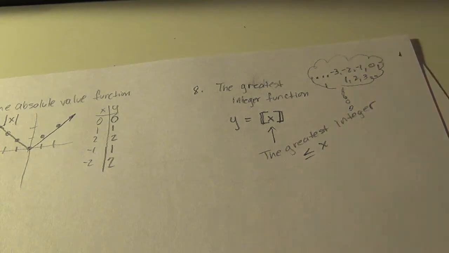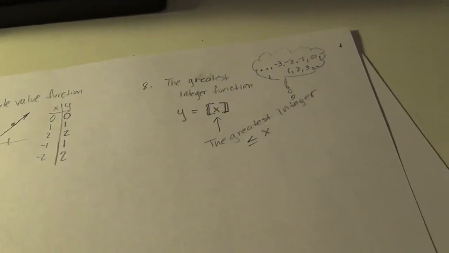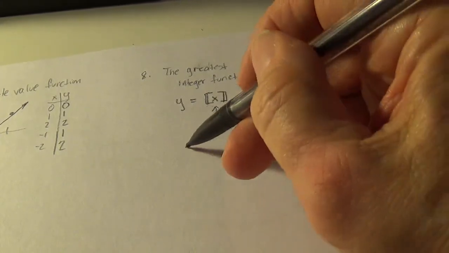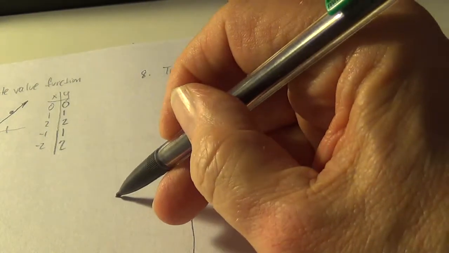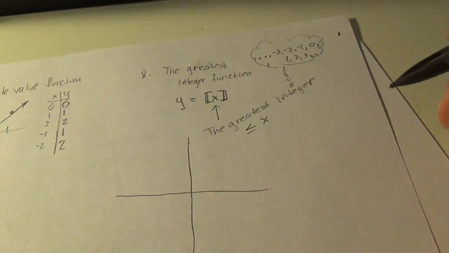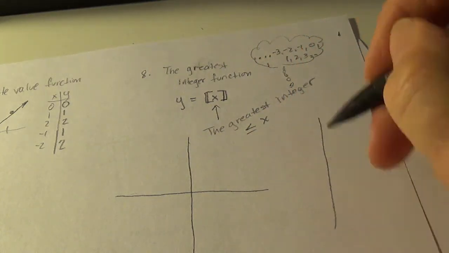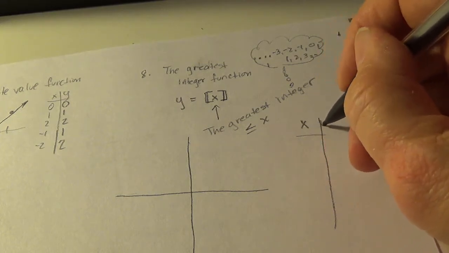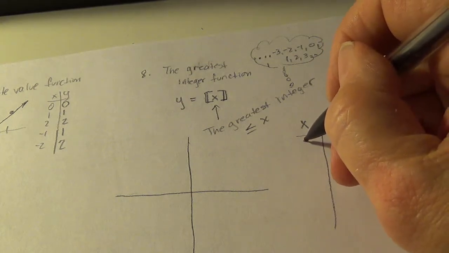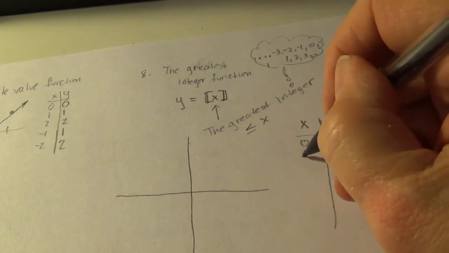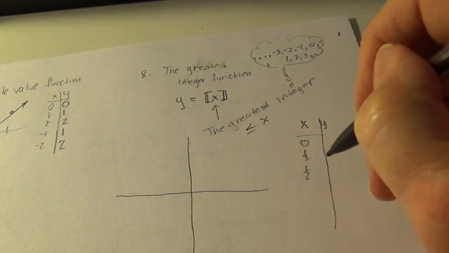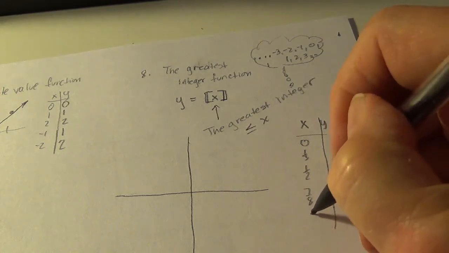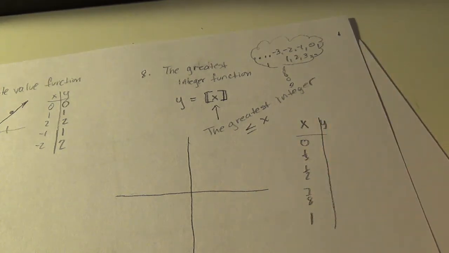Grab yours, Maggie. Thank you. All right, so therefore we are going to graph that one. It's a rather strange one. So we'll take our time and chart this one to death. So x and y. So I'm going to do 0, 1/3, 1/2, 7/8, and 1 for my first segment.